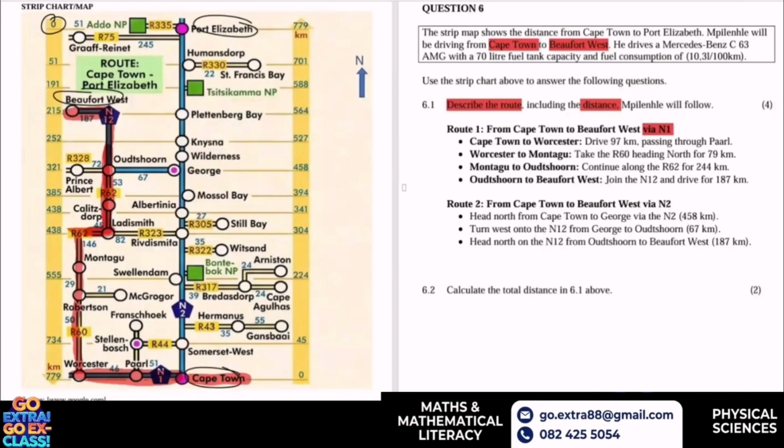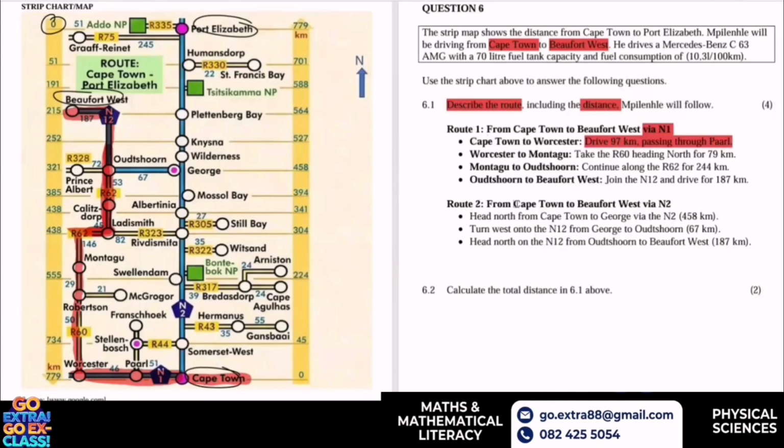Paarl. So now, where does this 97 come from? It comes from adding the distance from Cape Town to Paarl, because that's where it's going to pass, and then from Paarl to Worcester, which is 46. If you add the two, you get a total of 97. That is the first route, and I've highlighted it. You will drive this part.